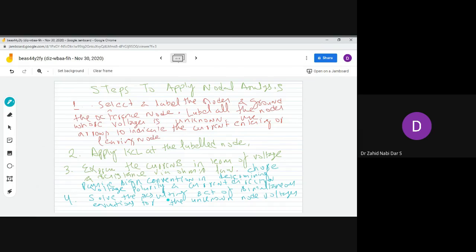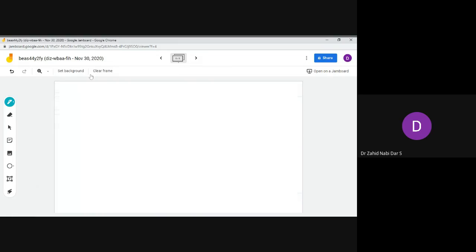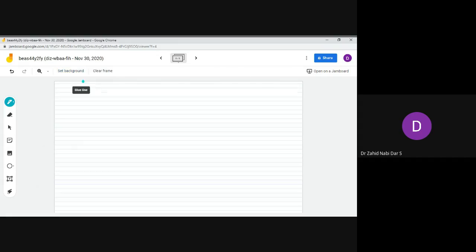Let's analyze a problem for nodal analysis. I'll make a problem and apply these steps. It will be very simple. So let's take one problem. Let this be 9 volts, so this is a plus-minus 9 volt source. This is how a problem would be given in the examination.